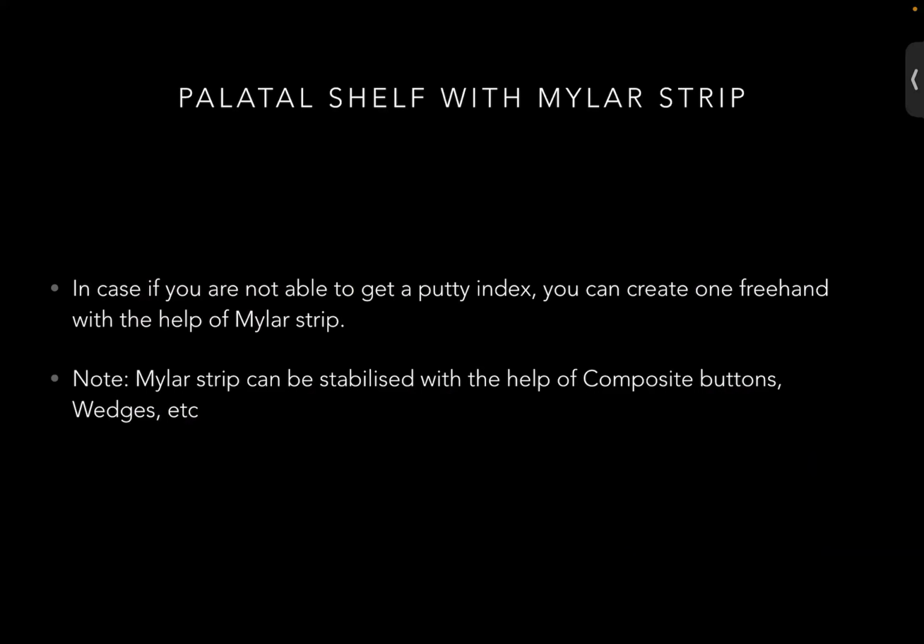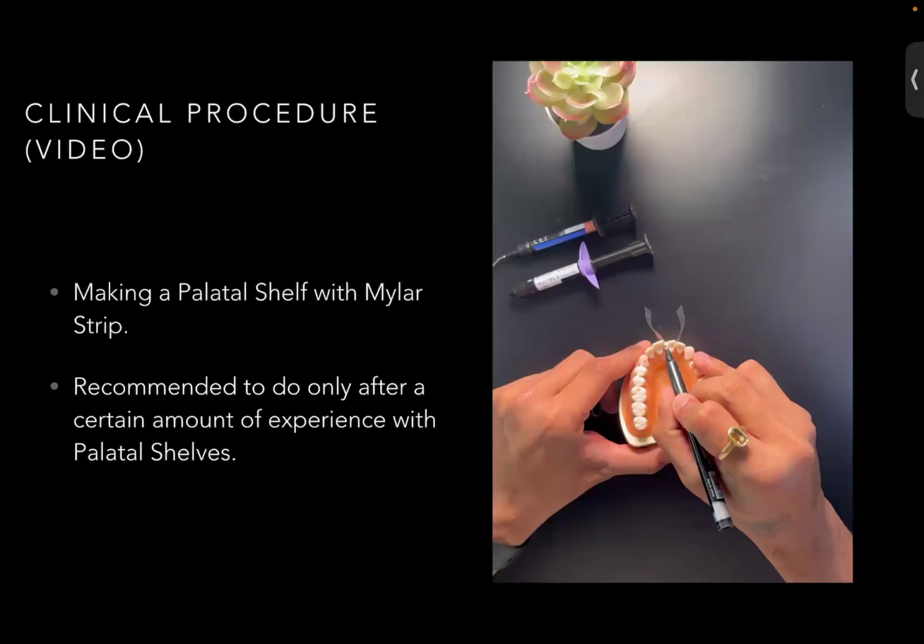Now, in case we're not able to make the putty index, but we still need the palatal shelf, we can do it with the mylar strip as well. Okay. So this is a freehand procedure, and you can stabilize the mylar strip with the help of composite buttons or gingival barrier, which is liquid dam, or a lot of such things. But I would advise you go for this after a certain amount of experience and practice in the field. Okay.